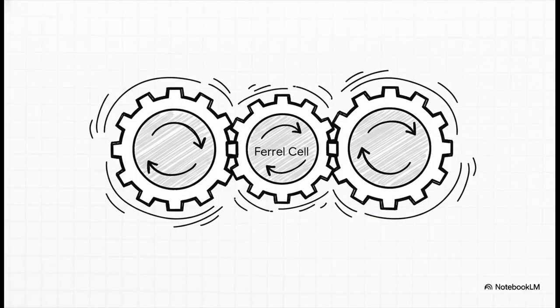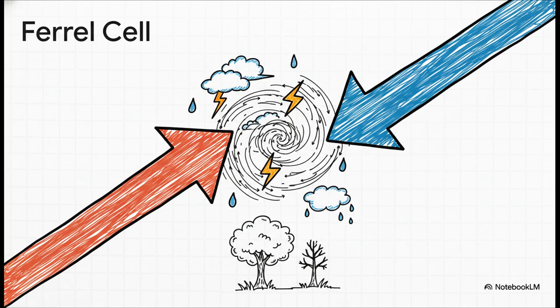Okay, so what's happening in between? You've got the Ferrel cell, and you can almost think of it like a gear that's being turned by the two powerful cells on either side of it. It's not really driven by heat itself, it's just caught in the middle. This is the cell that sits right over the mid-latitudes, where a lot of us live.